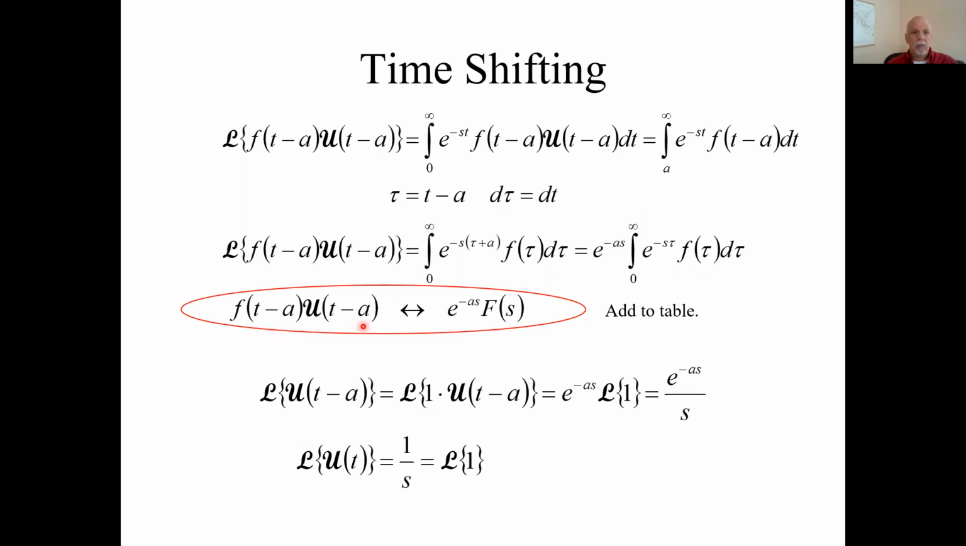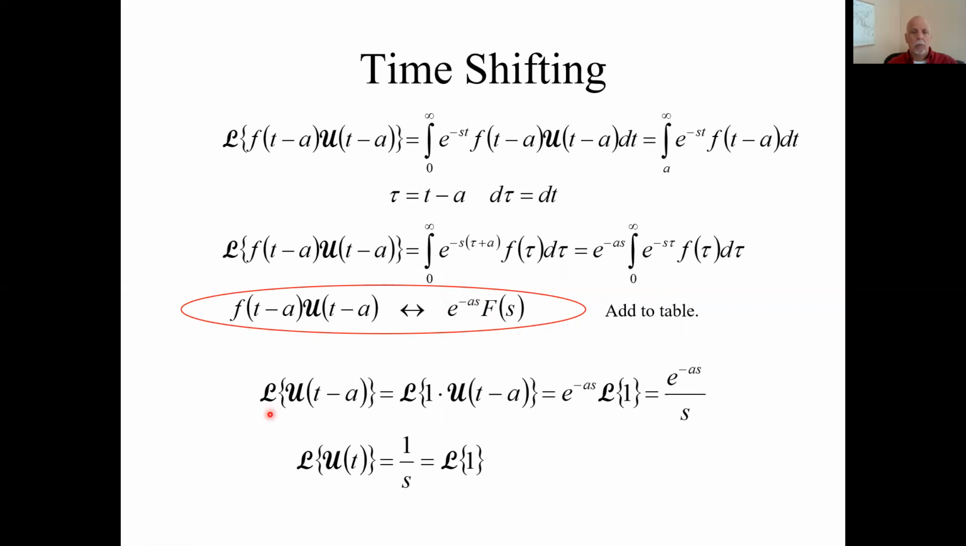So if I time shift a function to the right by a units in the time domain, the t domain, in the s domain it means multiplying the original Laplace transform by e to the minus as. So this is a property we would add to our Laplace table of properties and pairs.